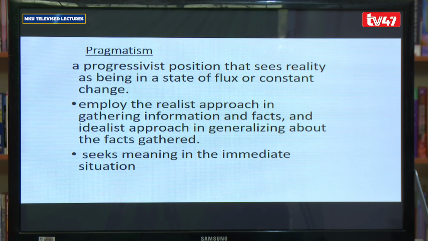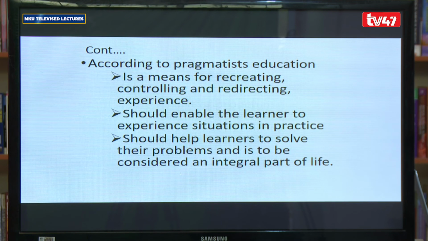Then we have pragmatism. This one is a progressivist position that sees reality as being in a state of constant change. They employ the realist approach in gathering information and facts, and idealists' approach in generalizing about the facts that are gathered. They seek meaning in the immediate situation. According to the pragmatists, education is a means for recreating, controlling, and redirecting experience. And therefore, education should enable the learner to experience situations in practice. Education should also help the learners to solve their problems and is an enabler that should be considered an integral part of life.